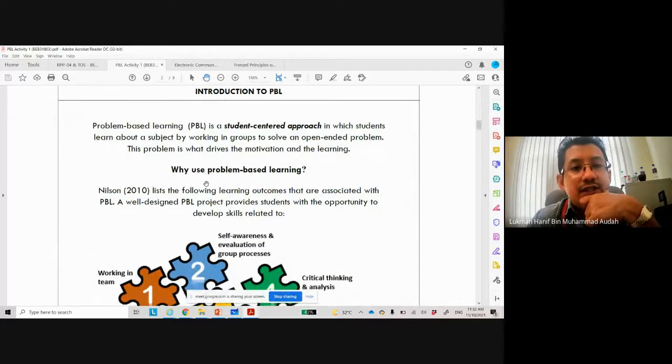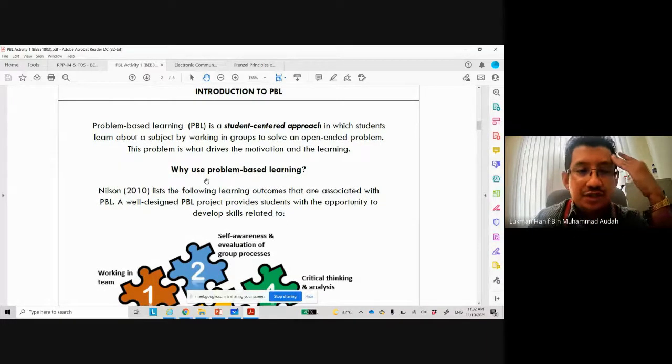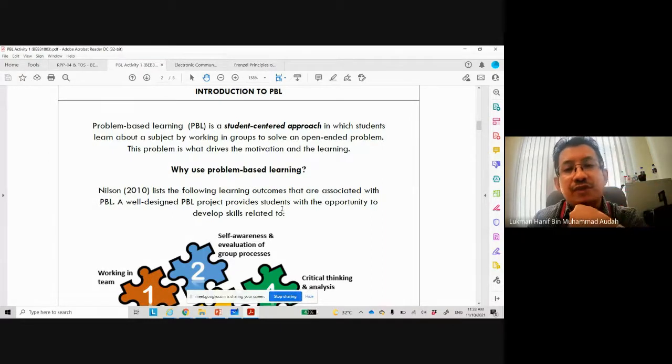Okay, the first page number 2. This is the basic introduction about PBL. Problem-based learning is a student-centered approach in which students learn about subject by working in groups to solve an open-ended problem. Okay, you will be given open-ended problem. The problem is what drives the motivation and the learning.